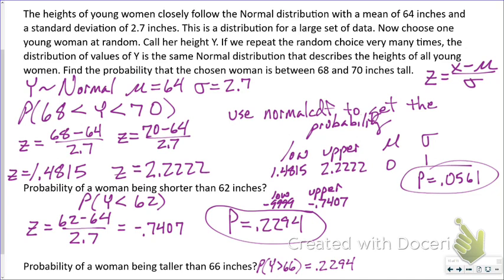I mean, you can find 66's z-score. It's going to be 0.7407. Do normal CDF again. Flip that low and upper, and you get the same answer. I hope that made sense.